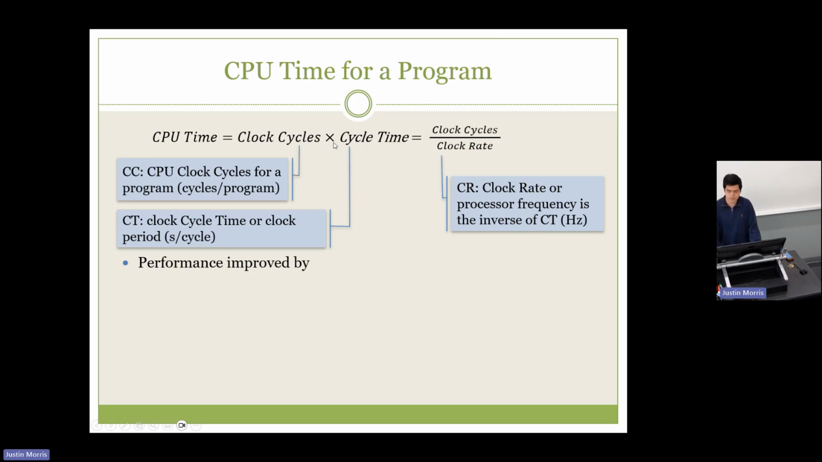Okay? So there are two different things that we can target. We can either try and target lowering the total number of clock cycles and potentially maybe without impacting cycle time. Or we can try and lower the cycle time, also trying potentially to not impact the number of clock cycles.